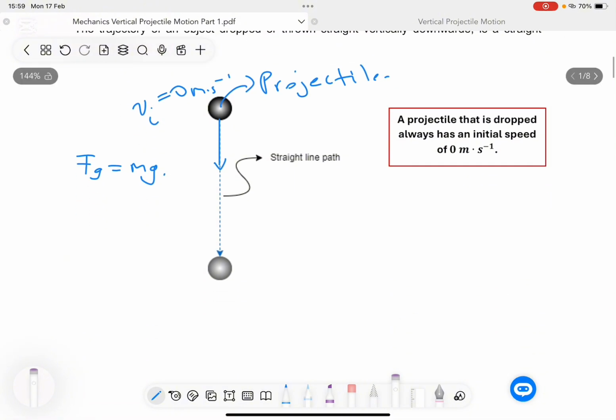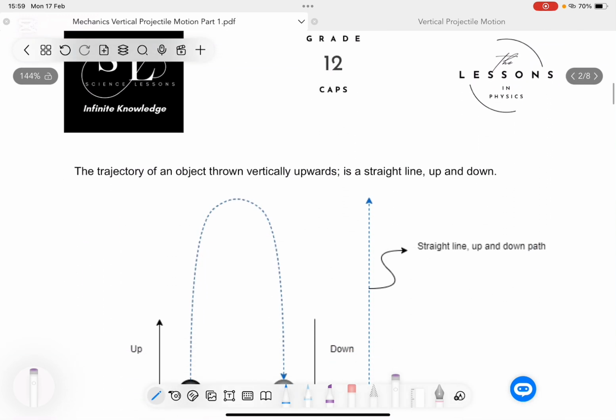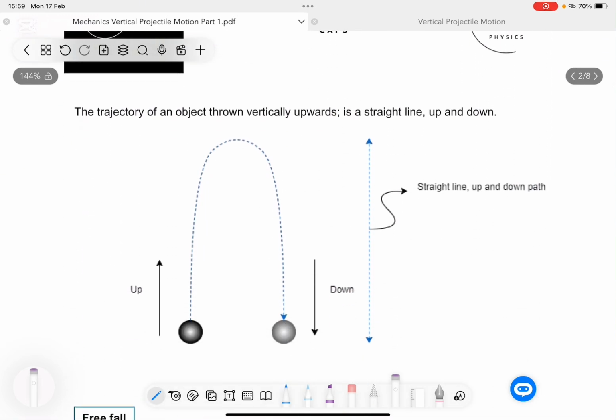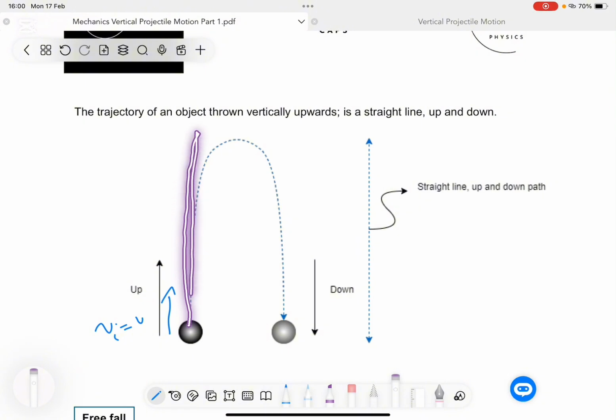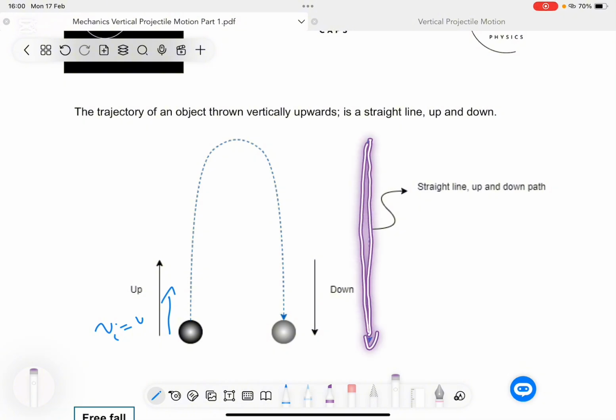Now, another type of trajectory that we can have for a projectile would be a situation where we throw it vertically upwards here. So we give it some initial velocity v that goes upwards. Because we have thrown it vertically upwards, this projectile will go up and then change direction and come down like that. So our projectile actually will create a path that is a straight line that goes up and then comes down again, right?